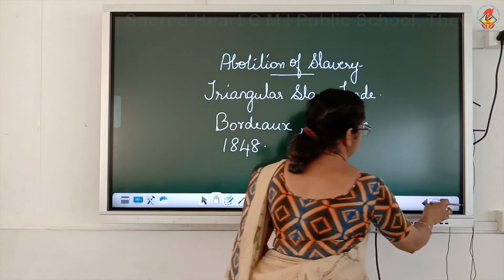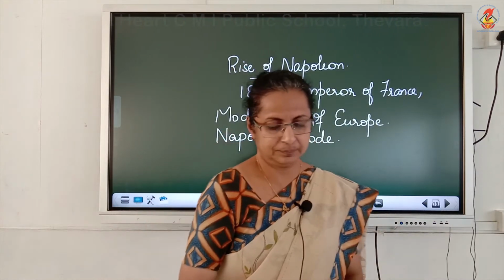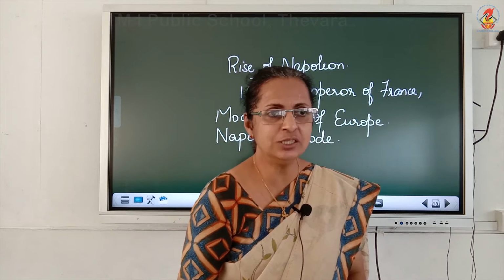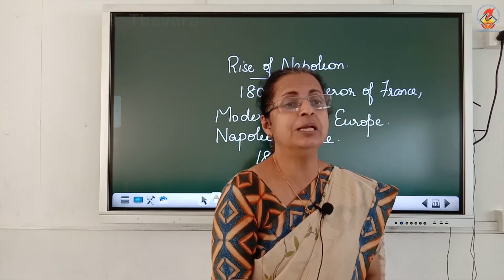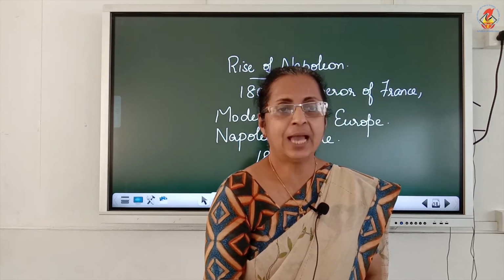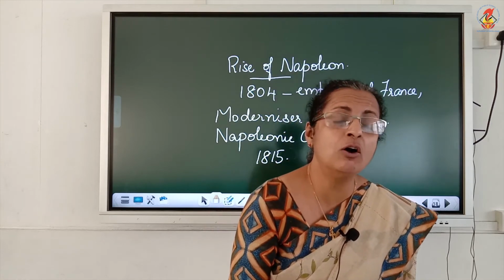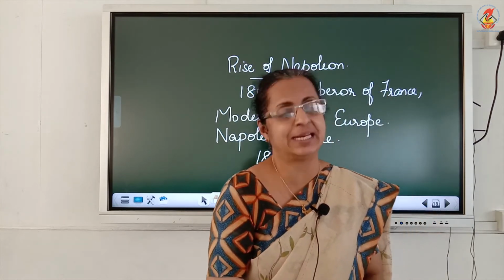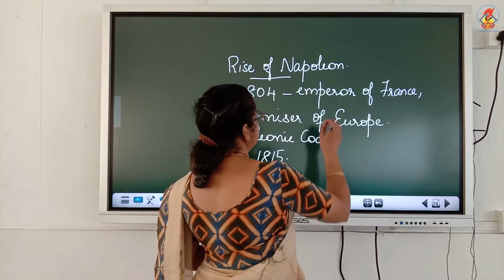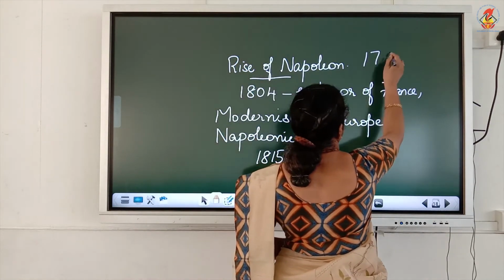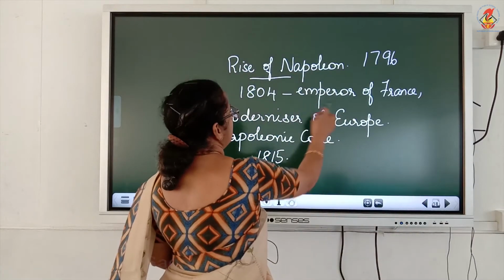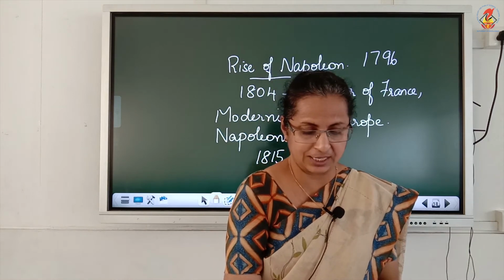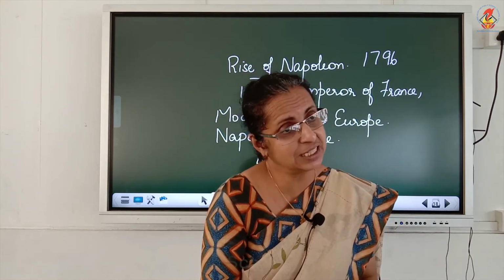The next is the rise of Napoleon Bonaparte. As I had already mentioned, Napoleon Bonaparte was a military dictator, a military chief. And he came to power soon after the fall of the Directory in 1796. In 1804, he crowned himself as the Emperor of France. He was a very excellent general.